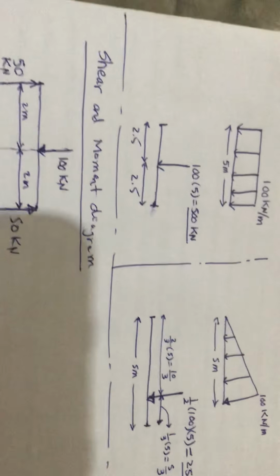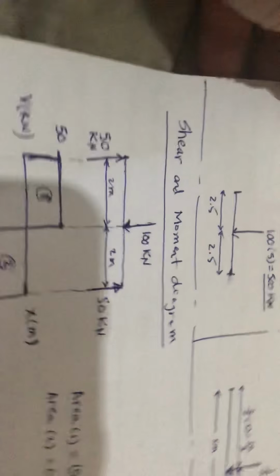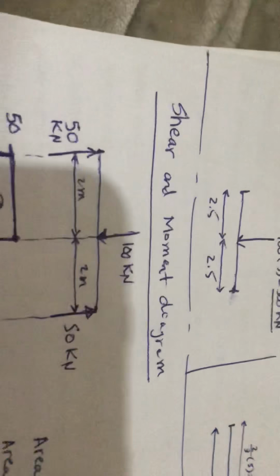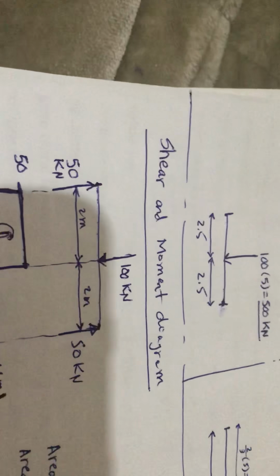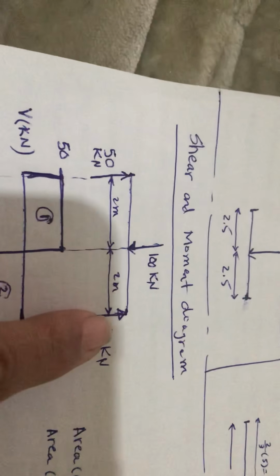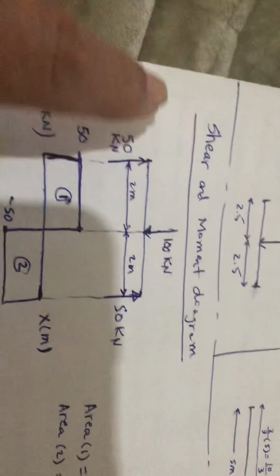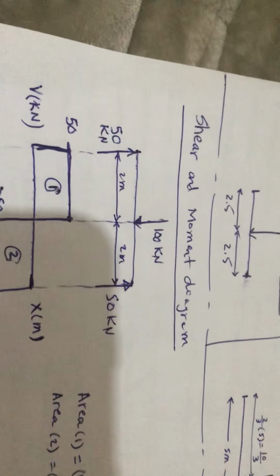other side. To draw a shear moment diagram, let's say we have a very simple beam like this, 50 kilonewton going up and 100 kilonewton. Let's say that these are the reactions. How could you draw it?